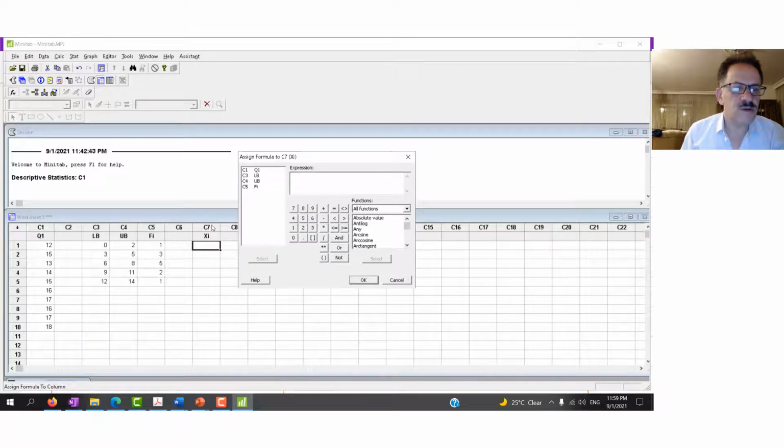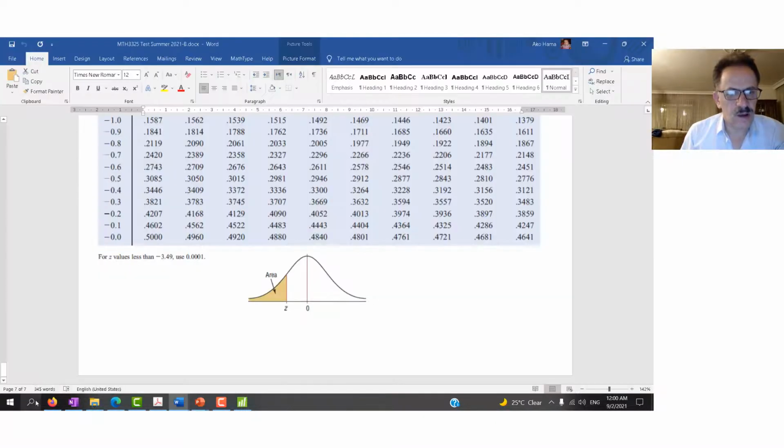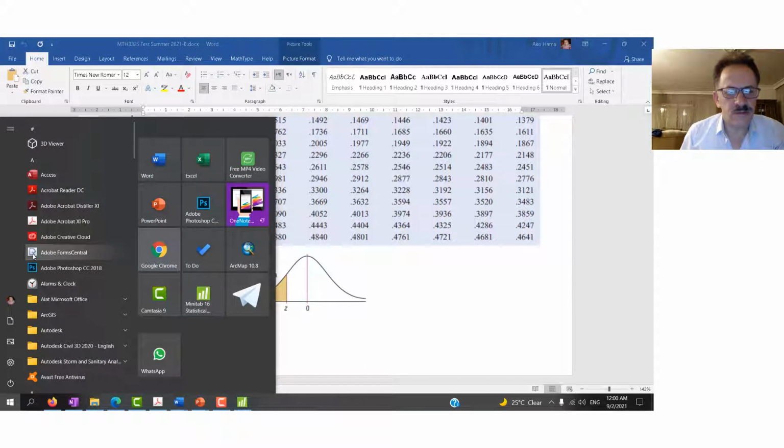The function for this column, which is column 7, the xi will be equal to the average or the midpoint of the lower boundary and the upper boundary. It means that I have to go and I will say, let me bring the magnifier.